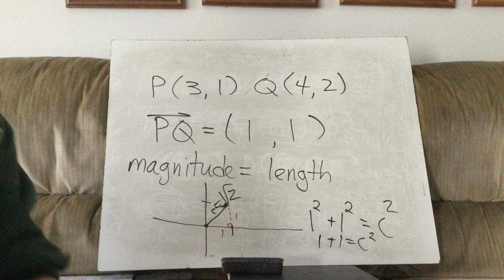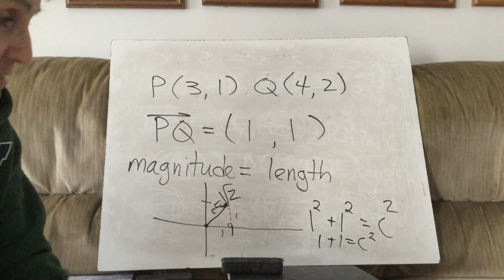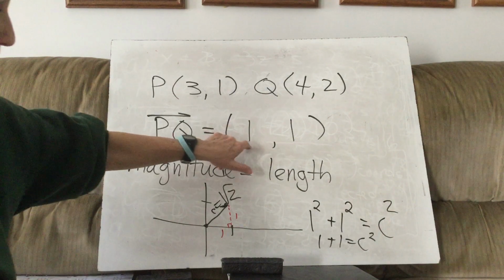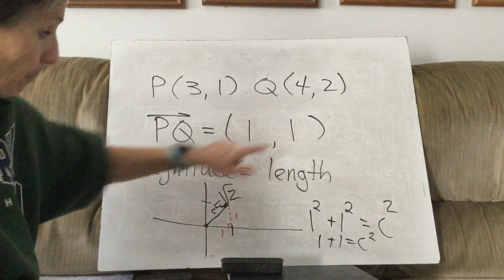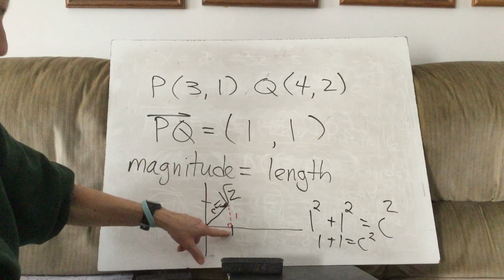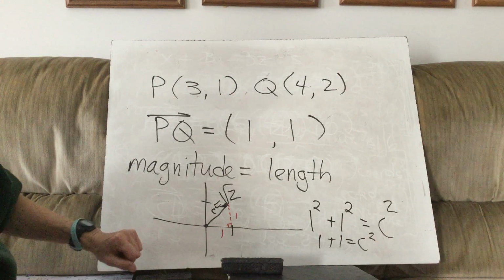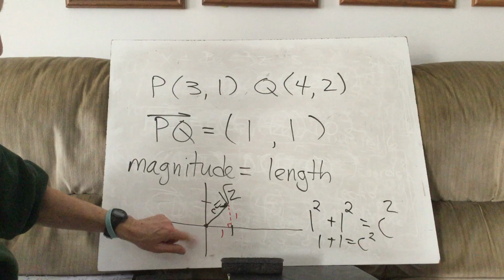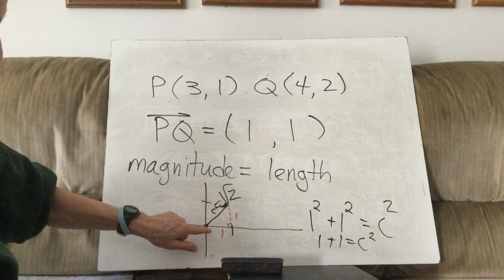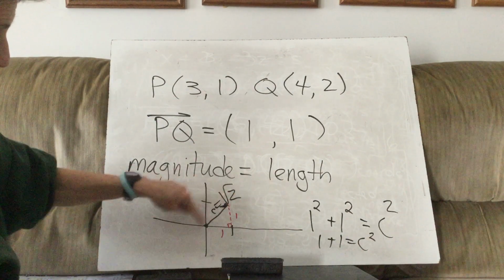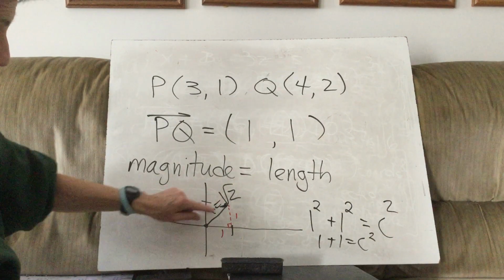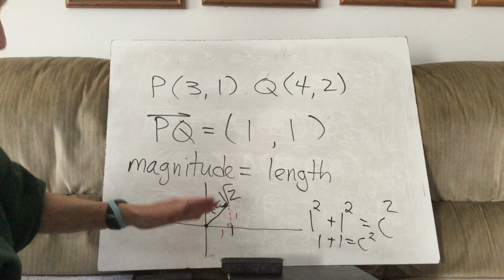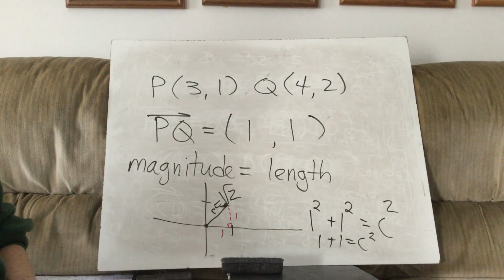Now, there is a notation for that. So let me back up and make sure everybody figured out where we got root 2. This vector, we figured out, went right 1 and up 1. So I just drew a picture of that. This is what it looks like. It goes right 1 and up 1. And if you go right 1 and up 1, then you have A squared, B squared, C squared. And 1 squared plus 1 squared is 2. So C is the square root of 2.